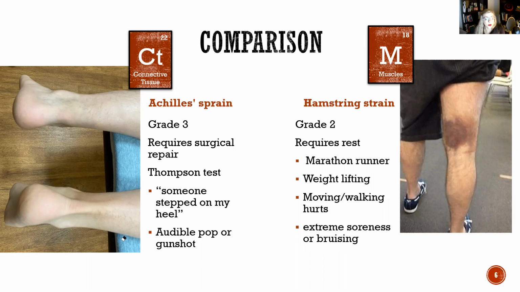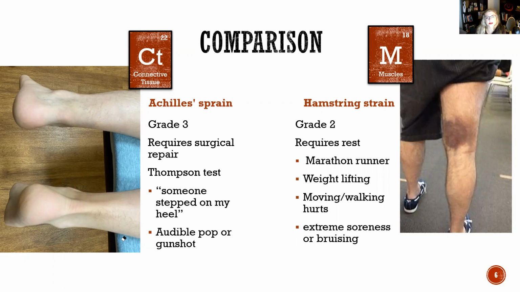Now, you can get a grade 2 or a grade 1 Achilles sprain. However, classically, these patients will present to you and say, I was playing some sport and someone stepped on the back of my foot, or I felt a really loud pop and then I couldn't walk anymore. These are very common complaints for an Achilles sprain. And remember that the Achilles tendon is a tendon injury, therefore it is only a sprain, yet it requires surgery.